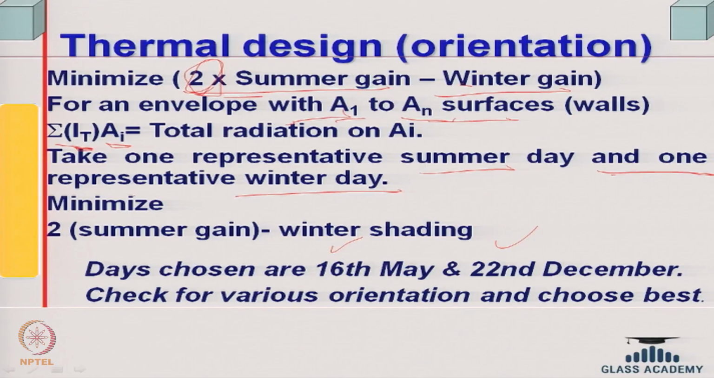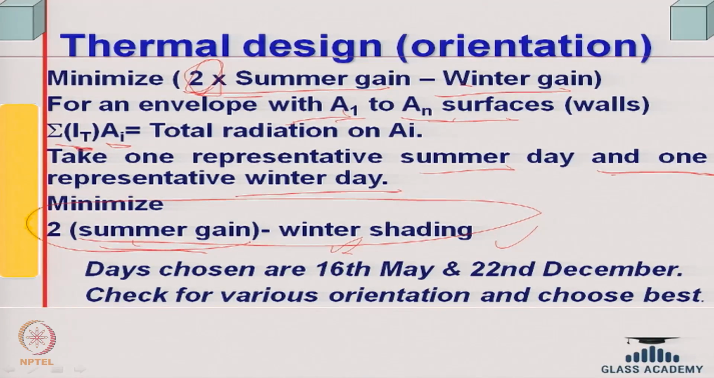And it says you find out the sum total of heat gain minus the winter gain. Although this is not from the code, I am saying it is a good way to calculate the solar radiation received onto the whole building, that is I into A for the whole building on 16th May and also on 22nd December, and find out this quantity. Whichever orientation gives you the minimum, that is the best. So, if you are doing it manually and quickly, you can do it in this manner.